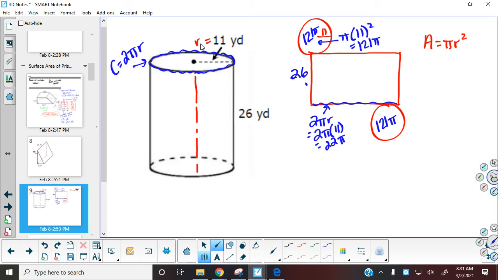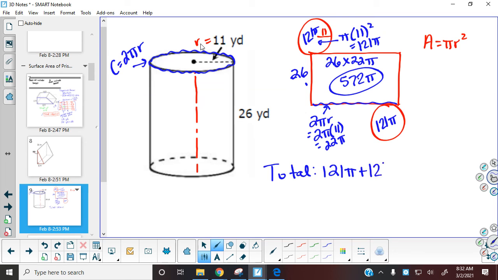And so then when we multiply, because again, it's a rectangle, 26 times 22 pi is going to get us a value of 572 pi. That is the rectangle in the middle. So your total surface area, as you look at this, is 121 pi plus another 121 pi, those are your 2 bases, plus your lateral area of 572 pi.